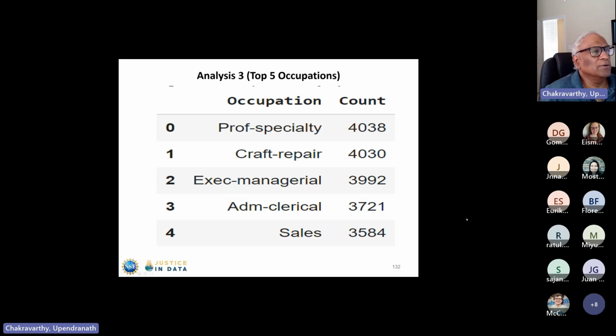For the last one, we had the top 5 ranking. Professional specialty job was the highest, then craft repair, then managerial executives, administration, and sales. So this is how the data turned out.